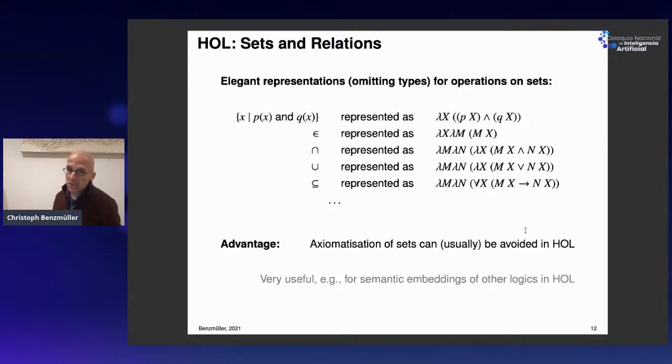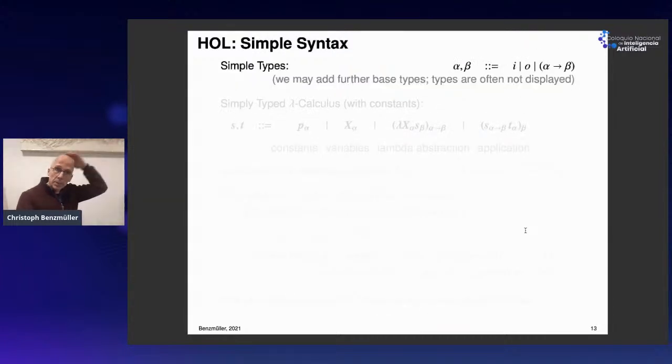So that's an advantage. It means axiomatization of sets can usually be avoided in HOL because you have this very native built-in support for reasoning about sets via characteristic functions. And this is very useful, and I exploit that in the universal logical reasoning approach I'm going to show you later. Now let me more concretely introduce the syntax of HOL, as I assume it here.